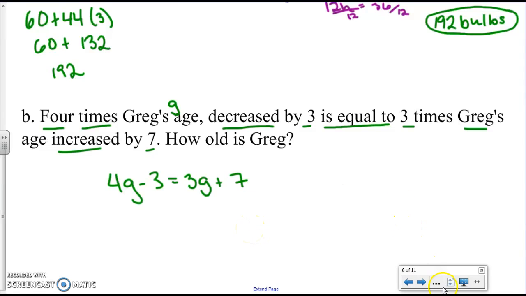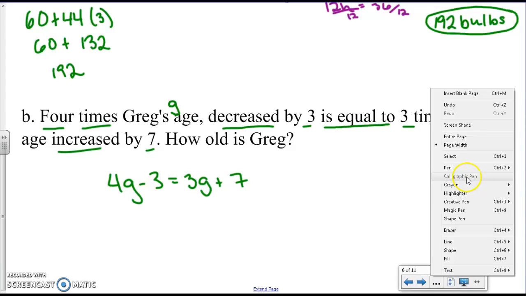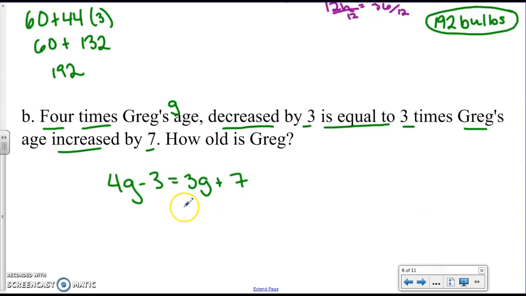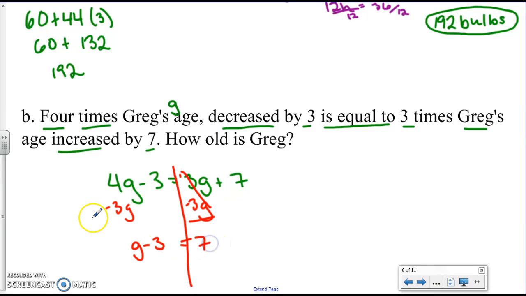Okay, so look at your keywords there, and then we're going to solve. Let's go ahead and subtract 3g from both sides. So I get g, or 1g, minus 3 equals, and I'm left with 7. Okay, so last step here, add 3 to both sides. G is 10. So Greg is 10 years old.